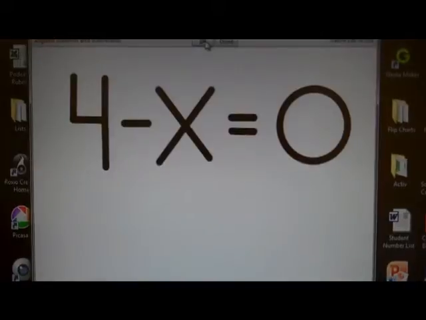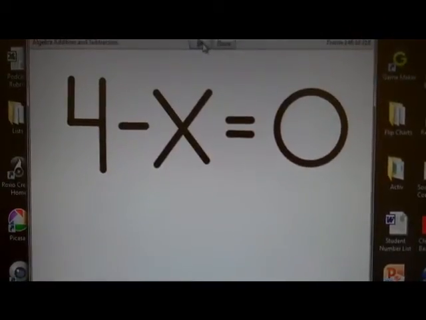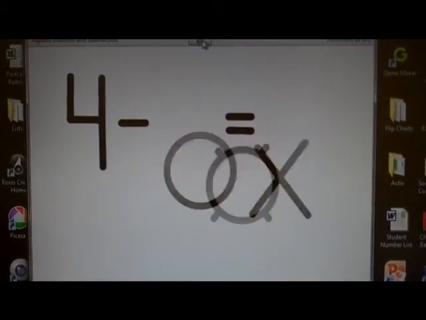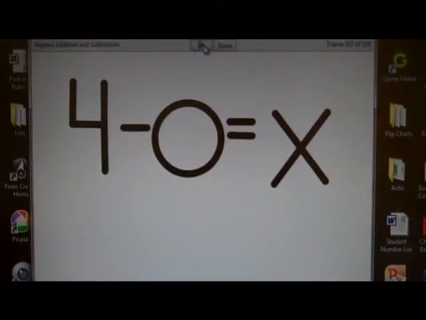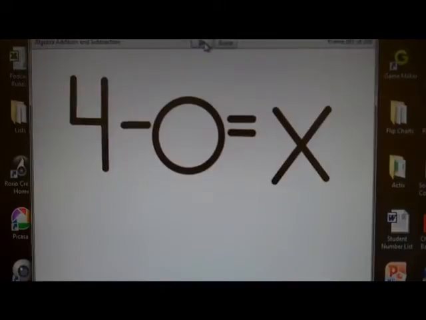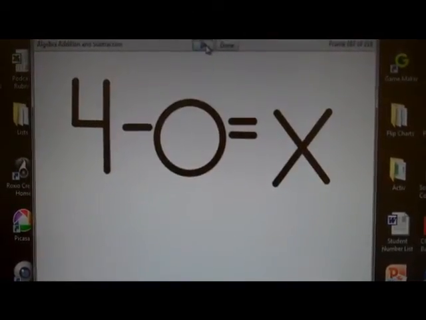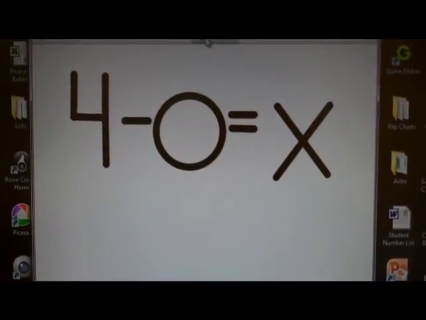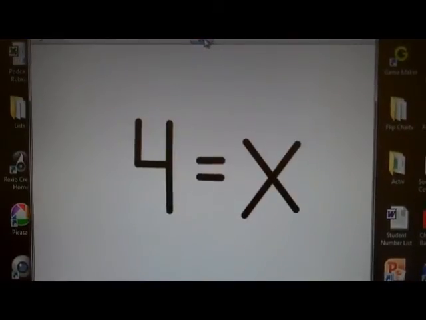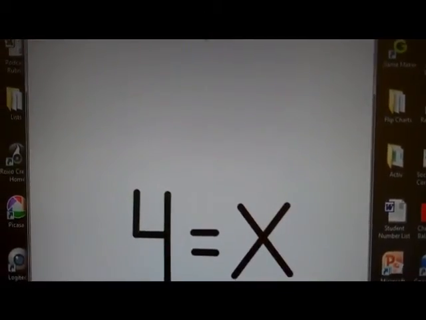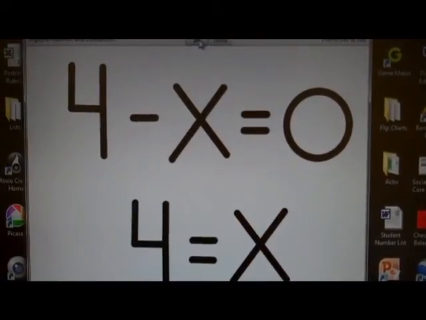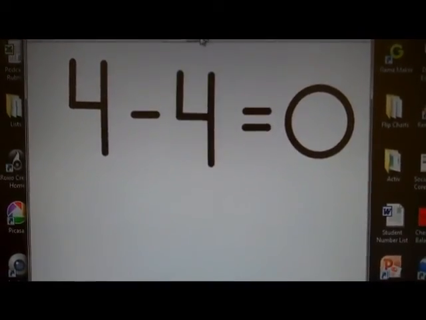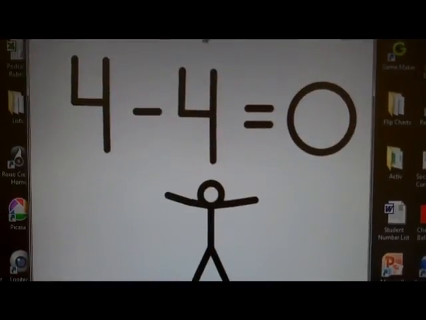Okay, good. Let's see if you figured out the problem correctly. We're going to switch the 0 and the x. That's all we have to do here. We're going to leave the 4 alone. All our numbers are on one side of the equals. The x is on the other. 4 take away nothing is 4. So x equals 4. 4 minus x equals 0. So 4 minus 4 equals 0. And that is correct. 4 minus 4 equals 0. Good job.